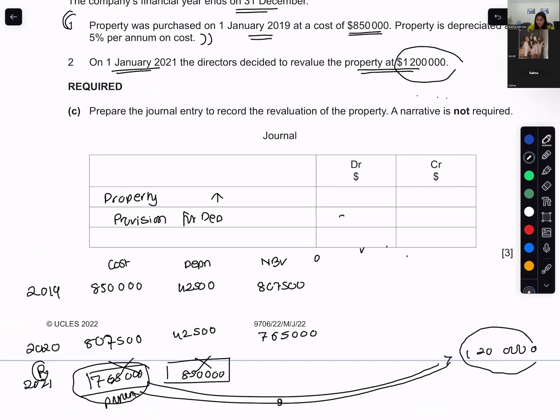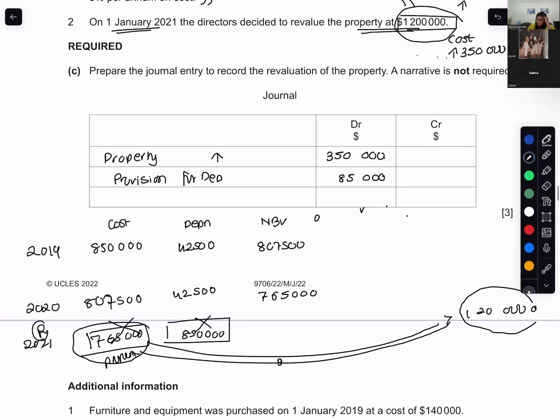How much is the provision for depreciation? 85,000. Valuation: 1,200,000 minus 850,000 is 350,000. So this was the cost of your property, and now the cost is becoming this much. So the property, the cost column, is going upwards by how much?